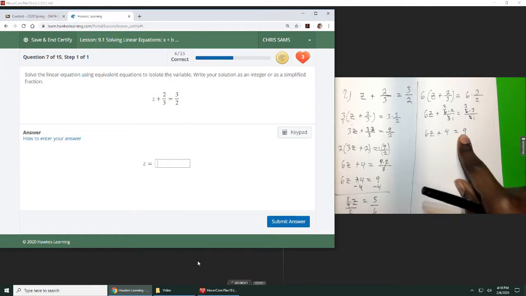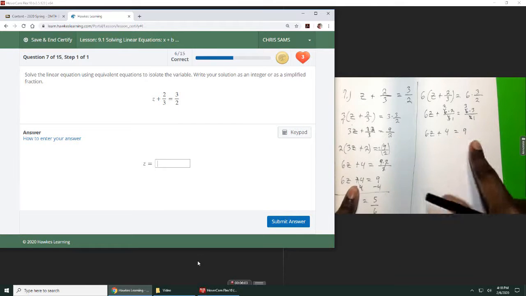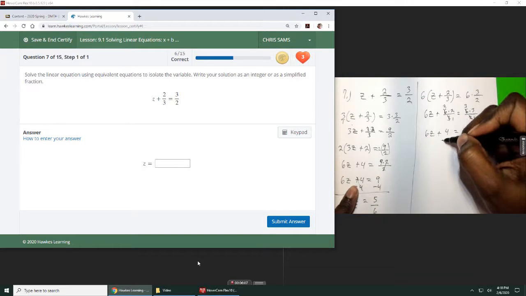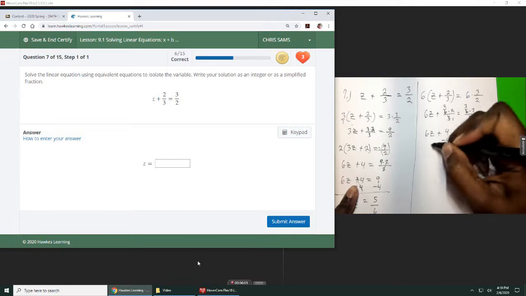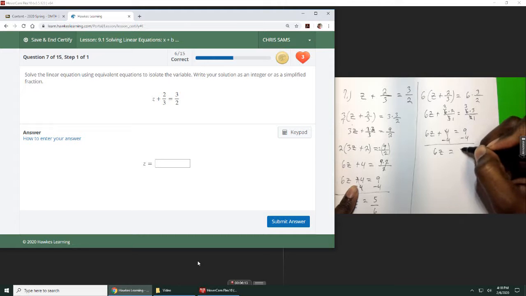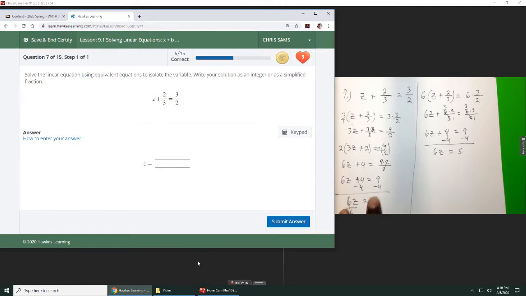So we end up with the same thing, just a little bit less work if you can follow the reducing part. And then still subtract 4. We get 6z is equal to 5, and then the rest of it follows from here. So we still get 5 over 6.